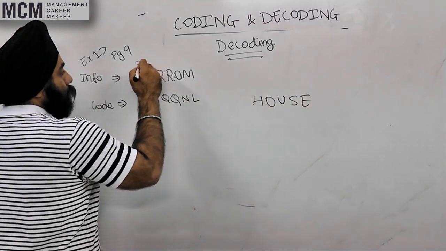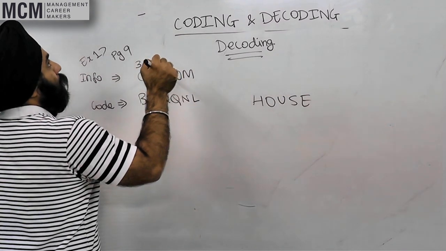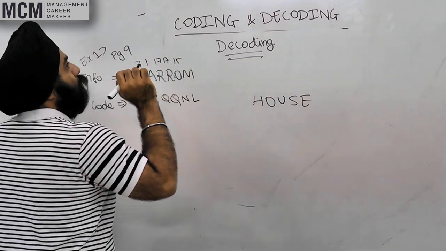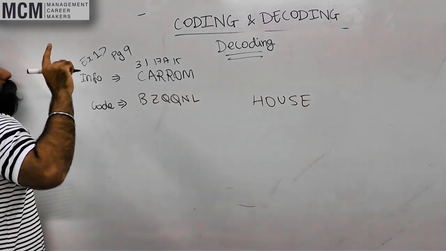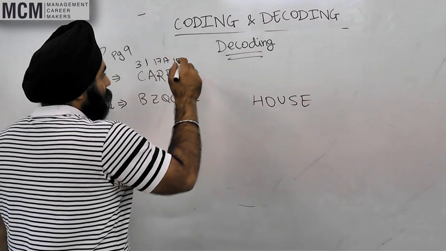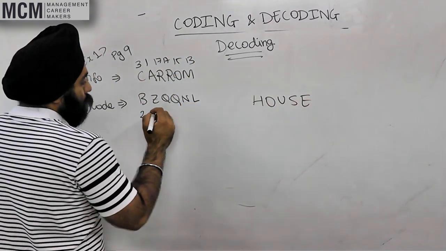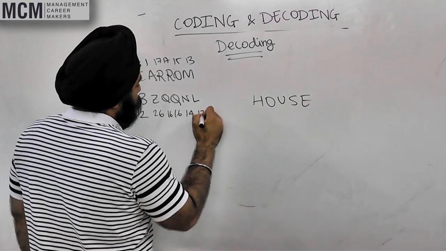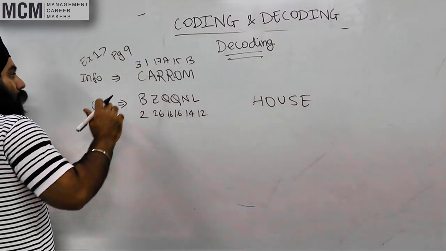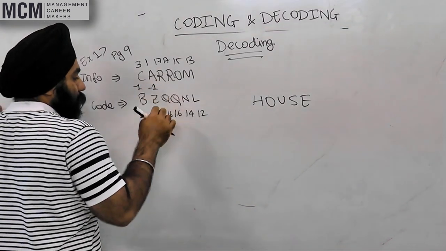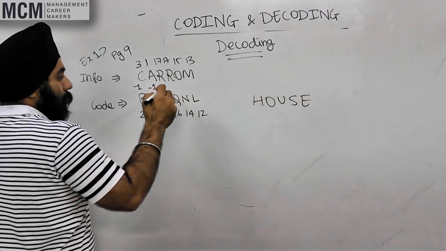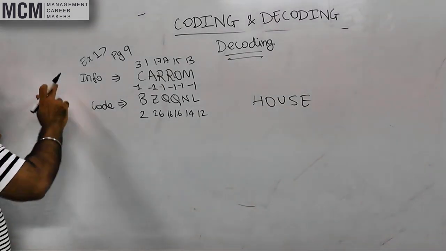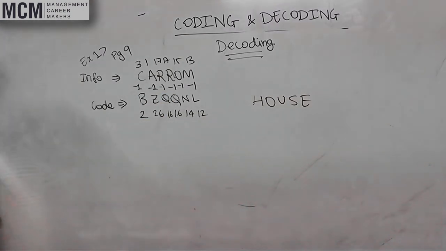You have C is equal to 3, A is 1, O, P, Q, 17, 15, L, M, J, K, J is 10, K is 11, L is 12, M is 13. You have 2, 26, 16, 16, 14, and 12. What is happening over here? The 3 minus 1, 1 minus 1. I mentioned again how it is cyclical. 17 minus 1, 17 minus 1, 15 minus 1. So going from the information to the coded word is minus 1 all throughout.